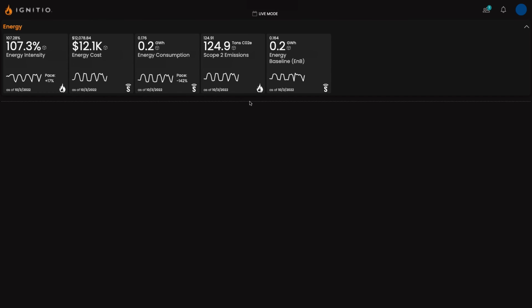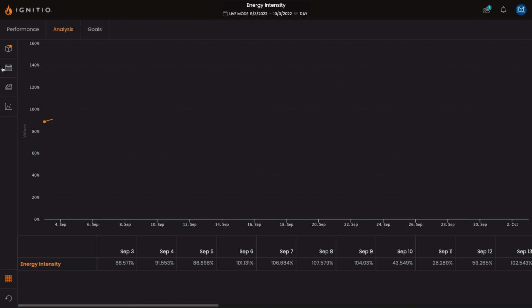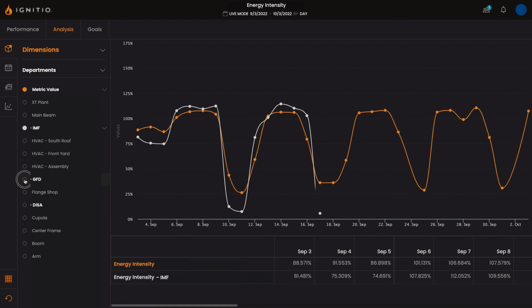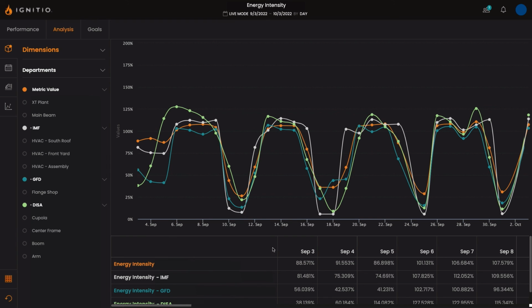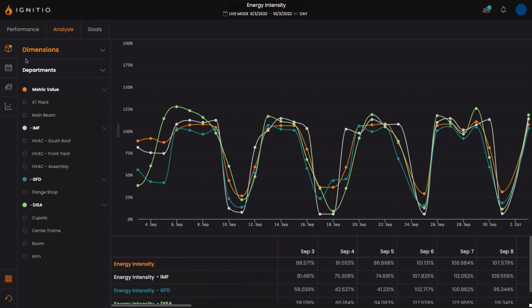Additionally, SimplySnap gives you a view of Scope 2 greenhouse gas emissions, which is another key metric that many organizations track. If we drill into energy intensity, you can see how the facility is performing across predefined time periods and if the company is on track, behind, or ahead of their goals. You can even get more details down to the department level to see how each department is performing against their KPIs. This gives you an unprecedented level of information to view your energy performance metrics to ensure that your projects to eliminate energy waste are on track.